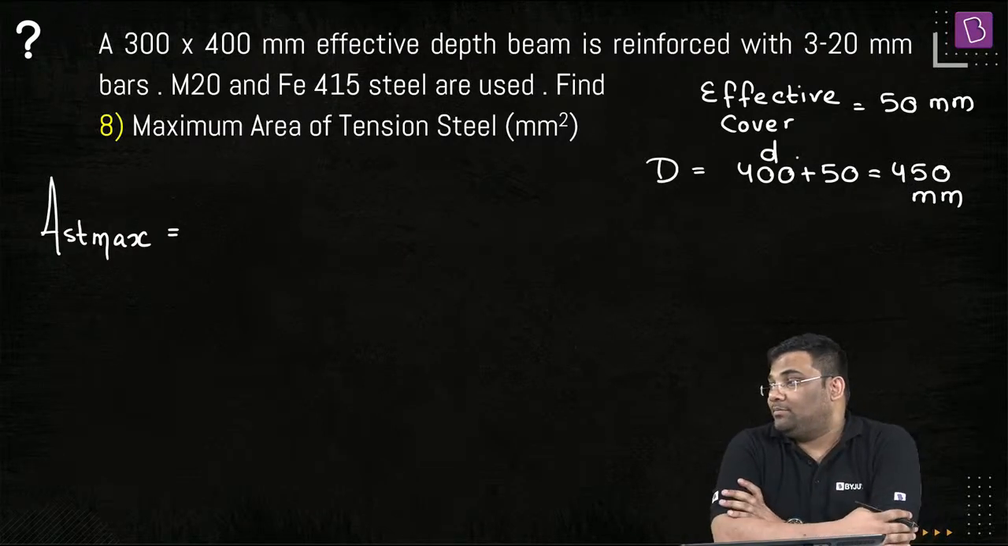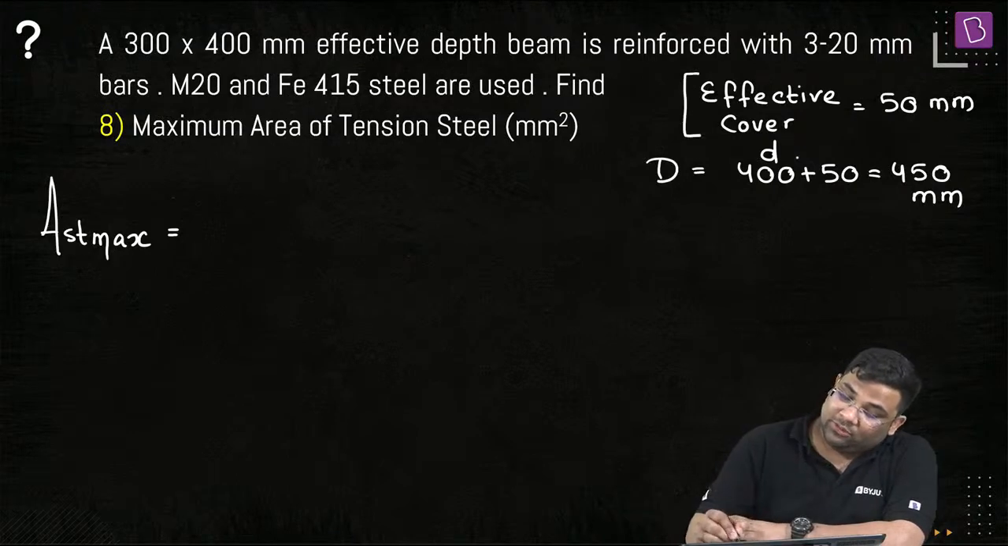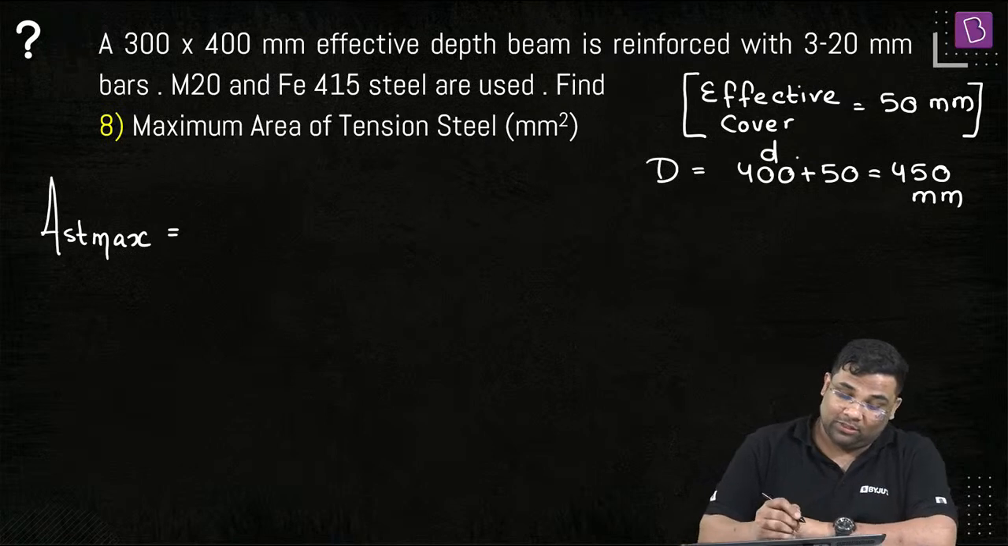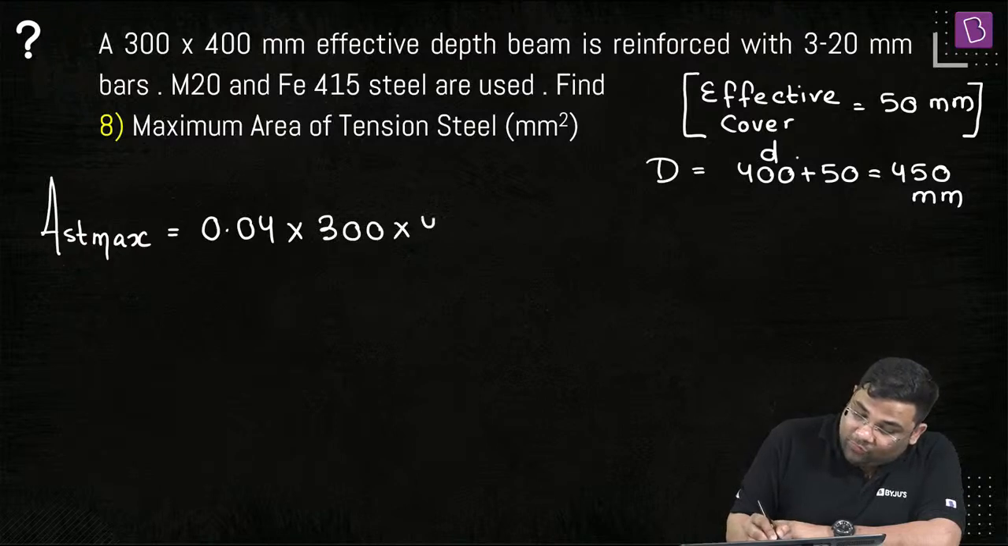So now tell me what is the answer. Very good. Find out this. The effective cover will be given in the question. Here I forgot to mention. Find out. Now what is the answer? 5400. Very good. So this is, I can say, 0.04. Here you will take the total. So 300 into 450. So getting how much?